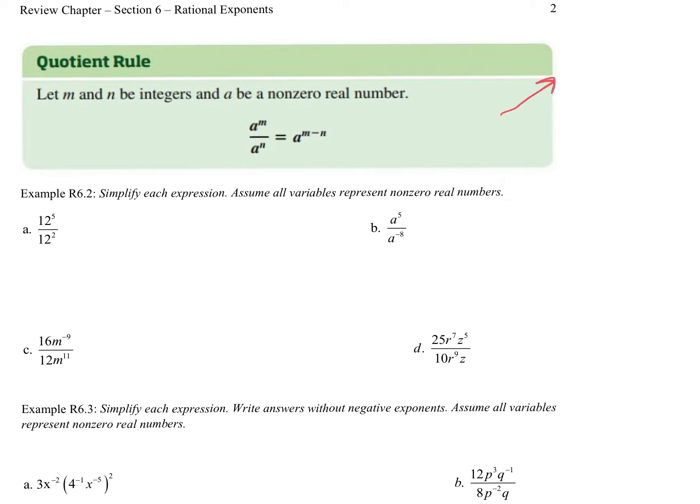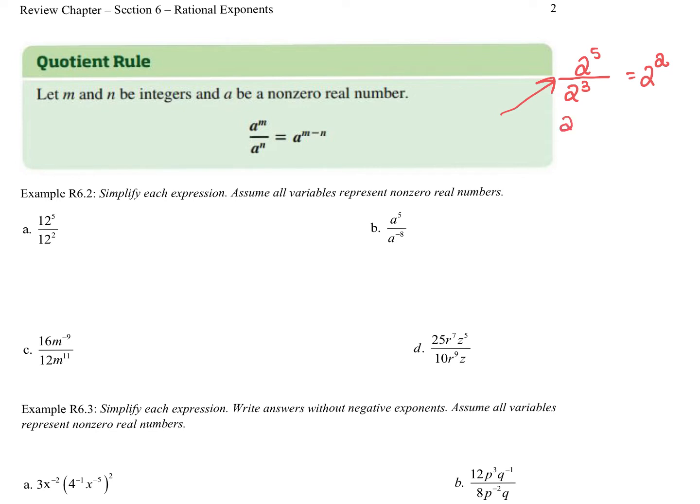Let's say I had 2 to the fifth over 2 to the third. Because the bases are the same, the 2's, we can subtract 5 minus 3 and get 2 to the second power. I like to draw these out sometimes when you're stuck.